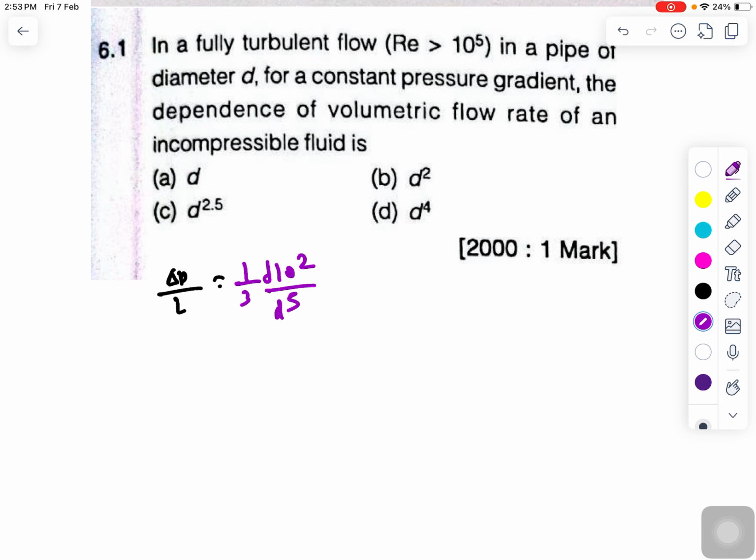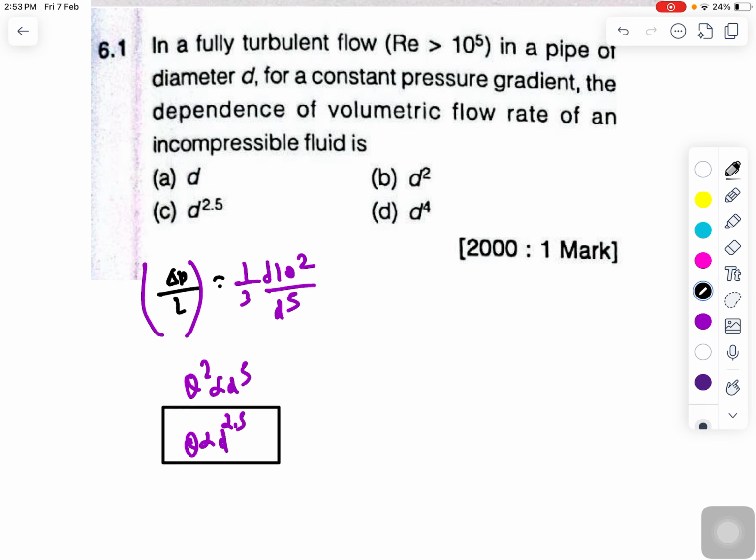Is that clear? Since pressure drop is constant, and for fully turbulent flow, you can say Q square is directly proportional to d to the power 5. So Q will be directly proportional to d to the power 2.5. Is that clear? Q will be directly proportional to d to the power 2.5.